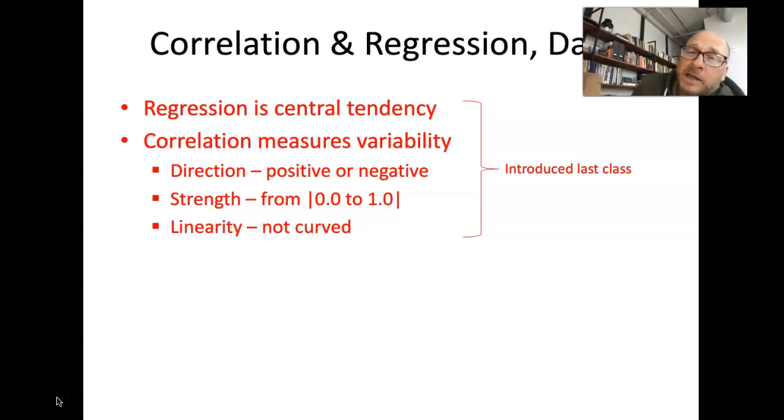So last time I introduced the basic idea of correlation and regression and talked about how it's a measure of association, or a way of seeing if things happen together or at opposite times. I think some of the main things you'll need to remember is that regression is a measure of central tendency, whereas correlation measures variability. Specifically, high correlations mean that two things tend to vary together. They either go together or they happen at opposite times, one or the other. We talked about direction, strength, and linearity.